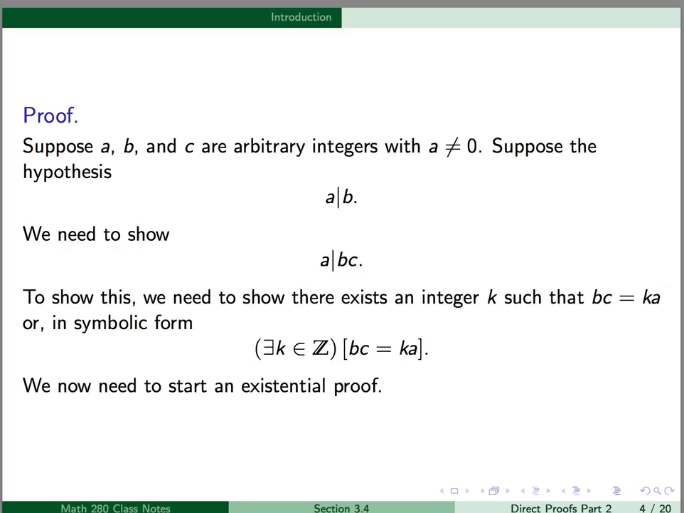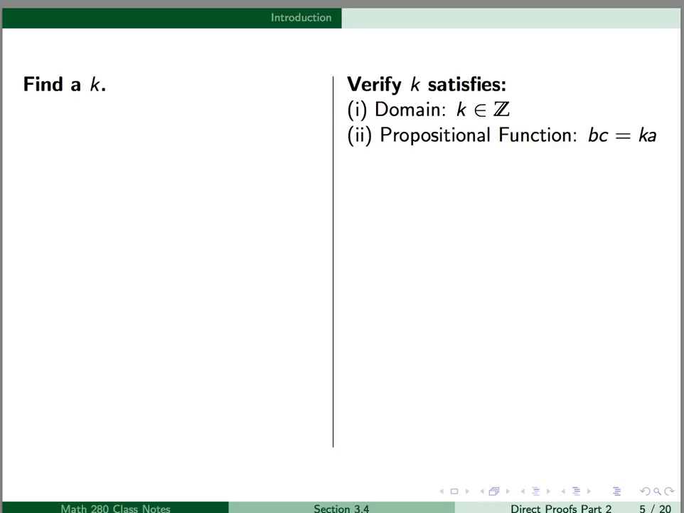To show this, we go back to the definition of divides, and we need to show that there exists an integer k such that bc is equal to ka. We now have an existential statement, so we need to start an existential proof. So we'll set up our two columns. We need to find a k, and then we need to verify that our k satisfies our two conditions, the domain and the propositional function.